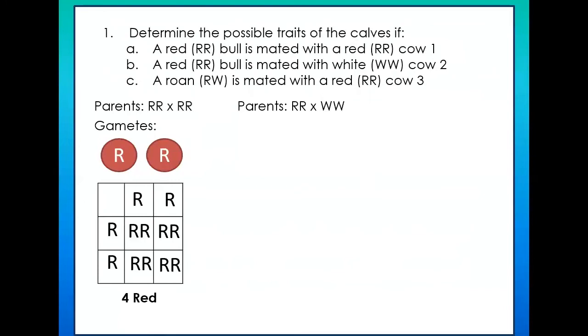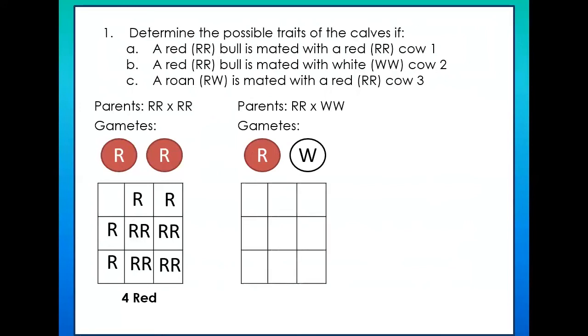Homozygous red. Red bull is mated with white, which is also homozygous in white. So the gametes are, for one parent, R alone, and for the other parent, W. So capital R and capital W. So let's apply the Punnett square. Put here the genotypes of the parents.